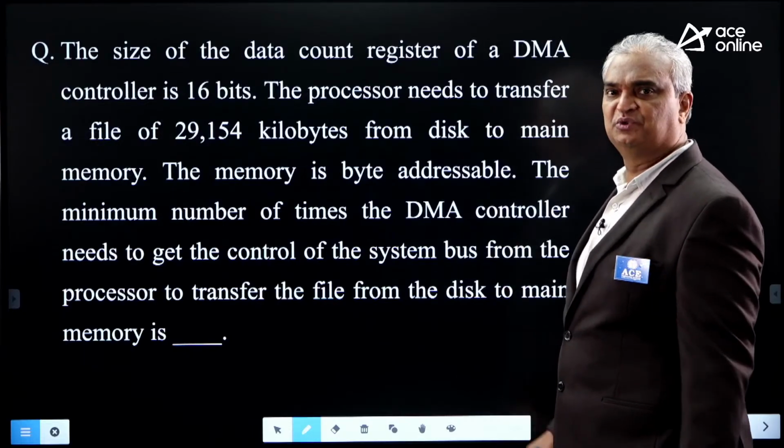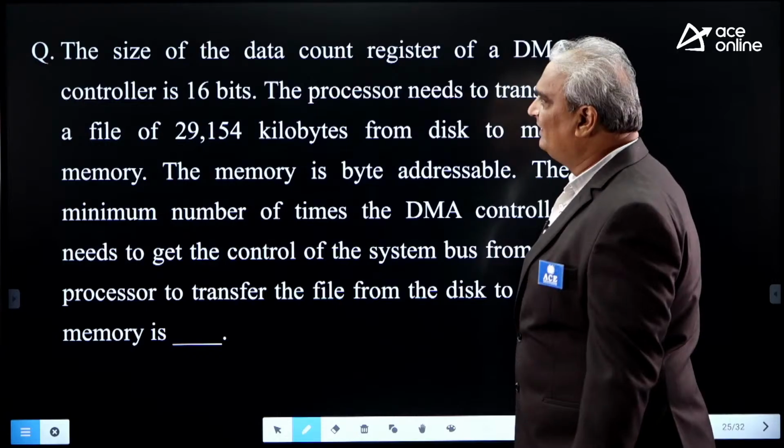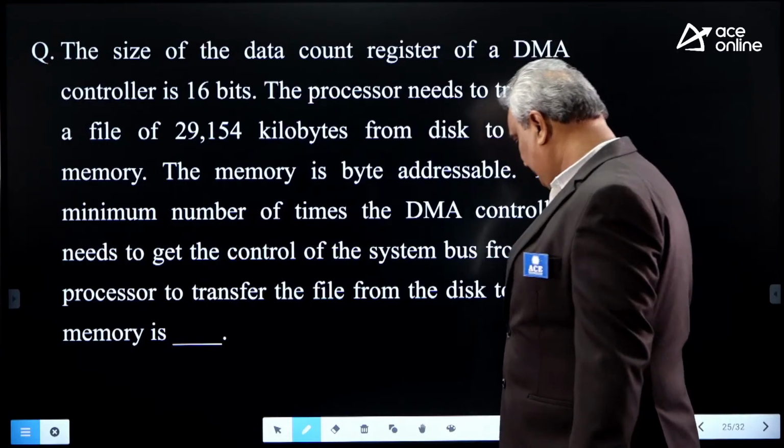Watch this question, last question in this session. It also belongs to IO organization. First, understand the question.